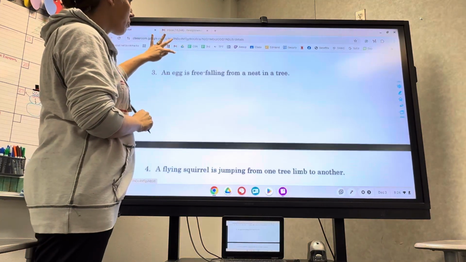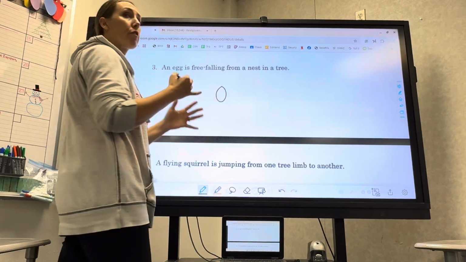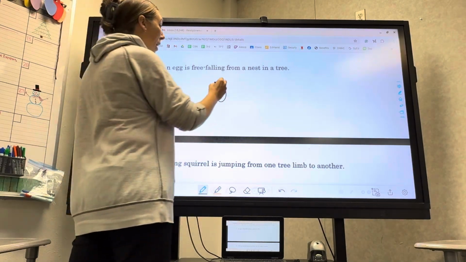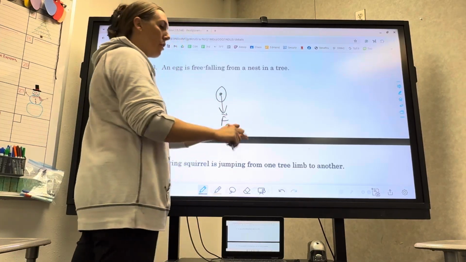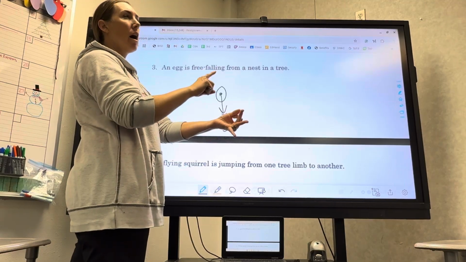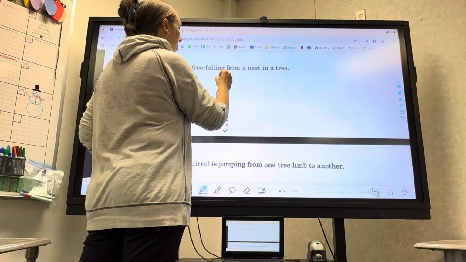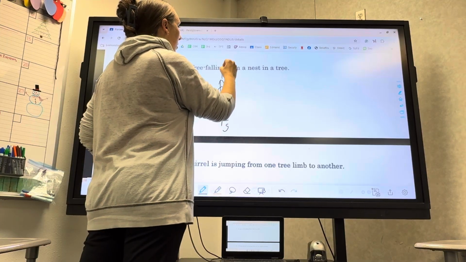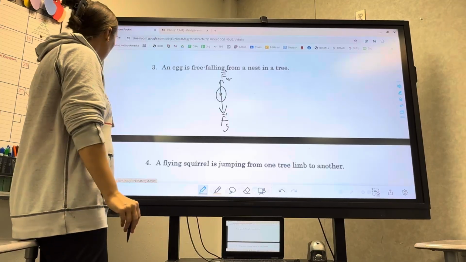Guess what? Number 3 is exactly the same. An egg free falling from a nest. Free falling. It just means it rolled out. Same as before. Everything has a force of gravity. There's no normal because it's not touching anything. There's no friction. It didn't say there was a push or pull, no applied, but there is air resistance in the opposite direction. Another 2-pointer.